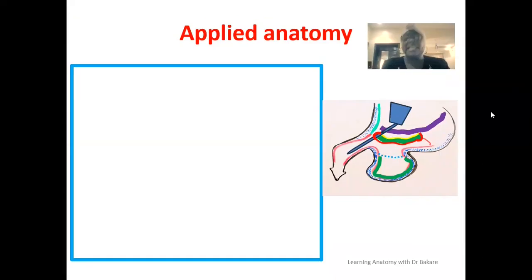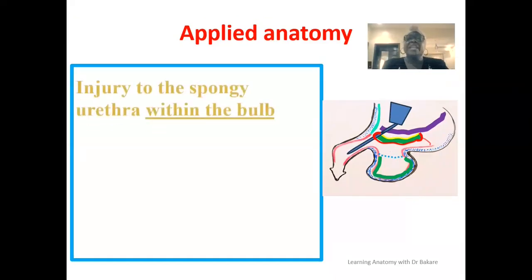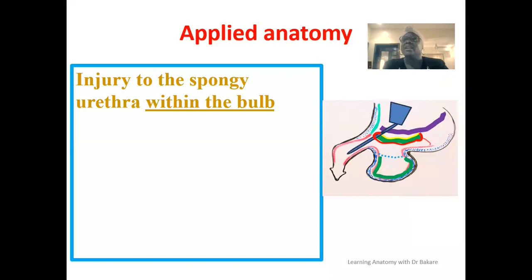So let's go to the clinical anatomy. There could be injury to the spongy urethra that is located within the bulb of the penis. We also try to use this image up here. You know that this is where we have the superficial perineal pouch, and we say that specifically the region of the urethra located within this space is the spongy urethra. And this is where we have the deep perineal pouch. The region of the urethra that is located within the superficial perineal pouch is the spongy urethra, and this is the spongy urethra here, arrowed at this point.